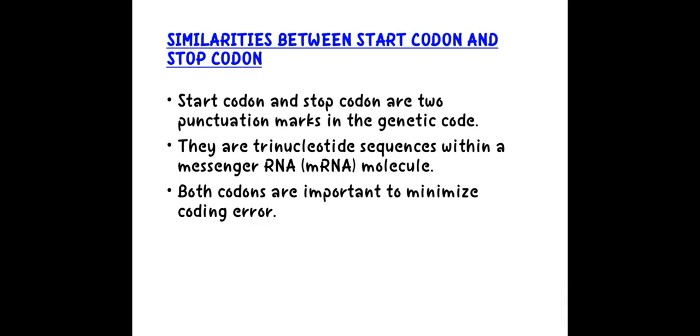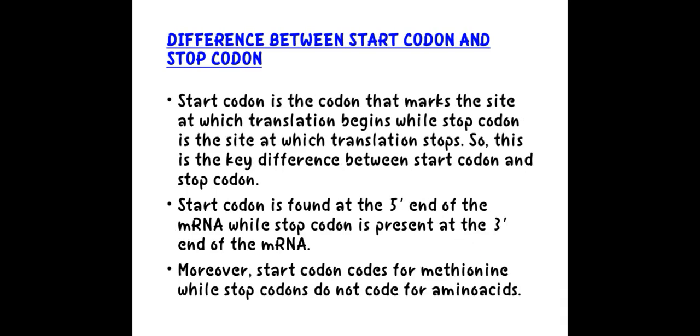Similarities between start codon and stop codon. Start and stop codons are the 2 punctuation marks in the genetic code. They are trinucleotide sequences within a messenger RNA. Both codons are important to minimize coding error.